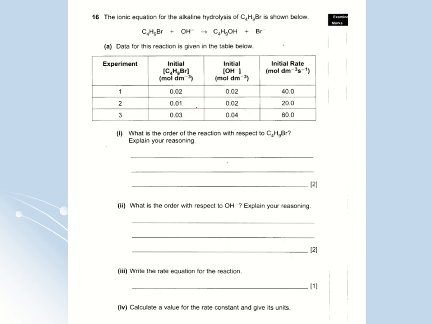Right, let's have a look here. We're going to look at the order with respect to C4H9Br. So I'm going to take experiment 1 and 2. That has doubled in that direction, and it has doubled in that direction. Therefore, it is first order. Okay. Let's look at the next one.